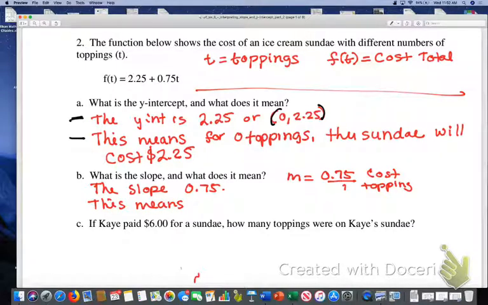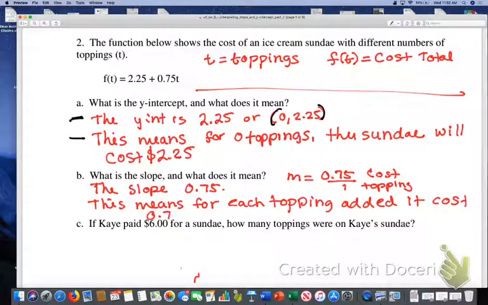So this means for each topping added, it costs 0.75, and I'm using my cents, 75 cents. Costs additional, I guess. Just have to make it make sense in a complete sentence.